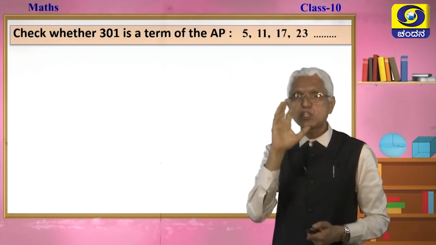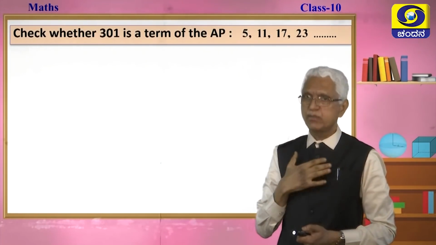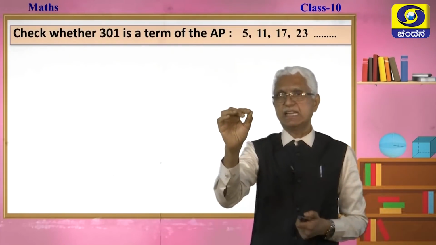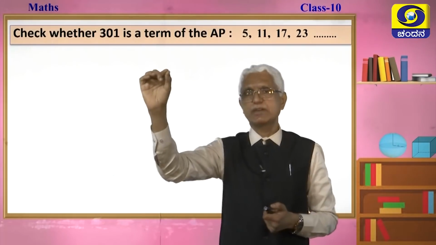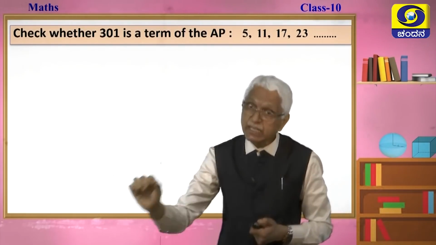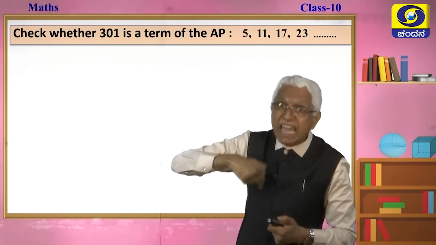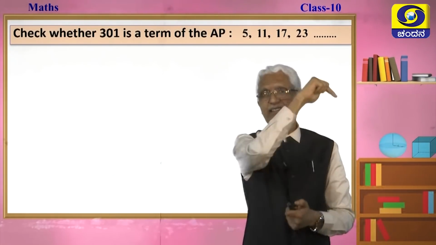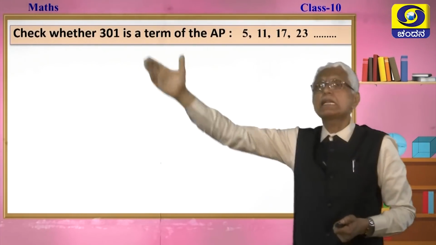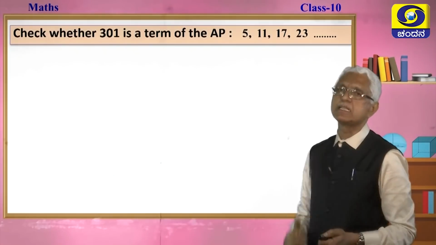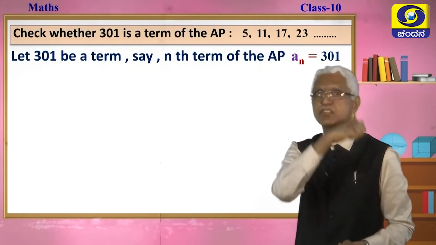You want to check whether 301 is also a term of this, which means 5 plus 6, 11, 11 plus 6, 17, 17 plus 6, 23, 23 plus 6, 29, 29 plus 6, 35, 35 plus 6, 41. If I go on writing, will I get 301? That is what you want to find out, okay? Will we write and find out? No, we are all in 10th standard and we are all smart fellows, right? Samveda has given you that strength.